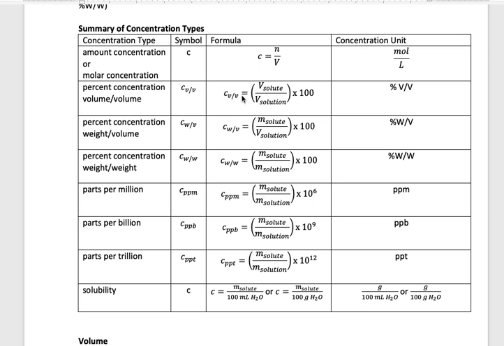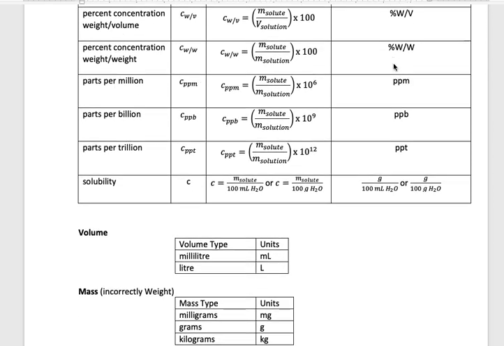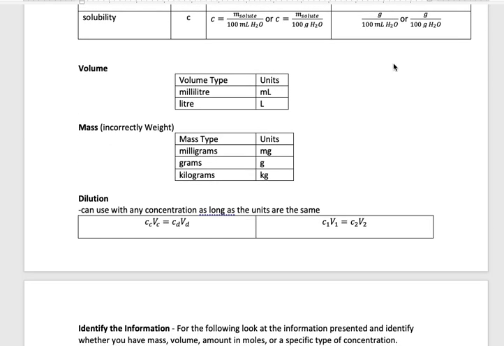What I want you to do here is get comfortable with this: if you have this type of concentration, this is the unit that you should have. You're looking for the units when you're reading over the problems that are coming up, so you can identify first that it's a concentration, and then what type of concentration it is.